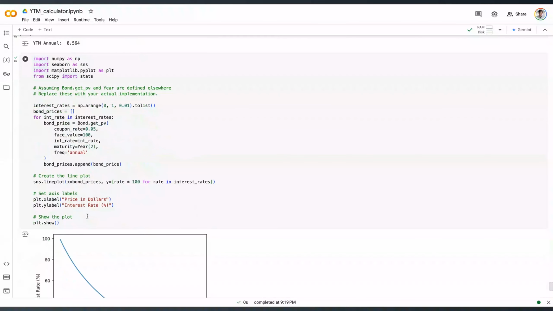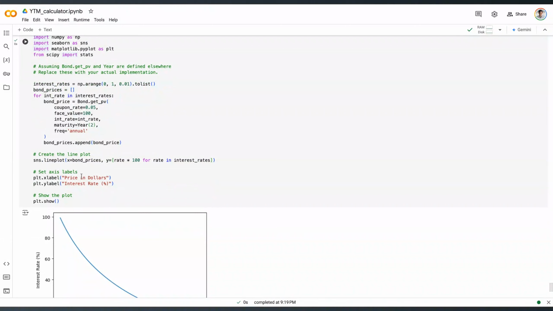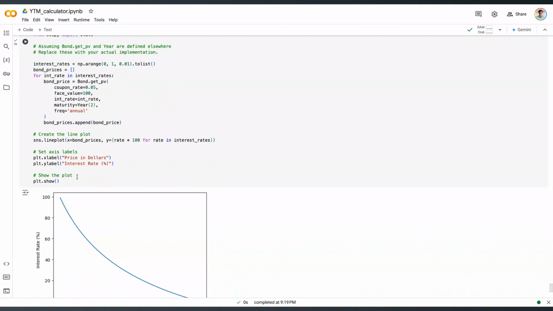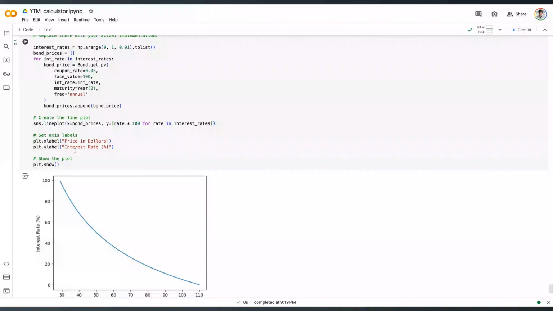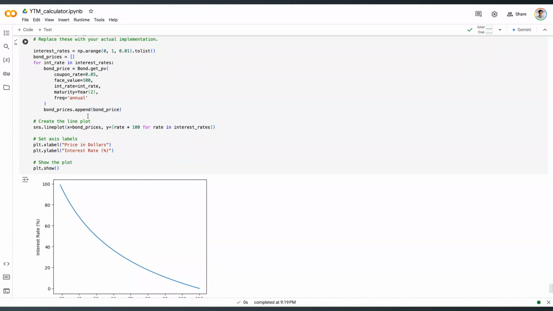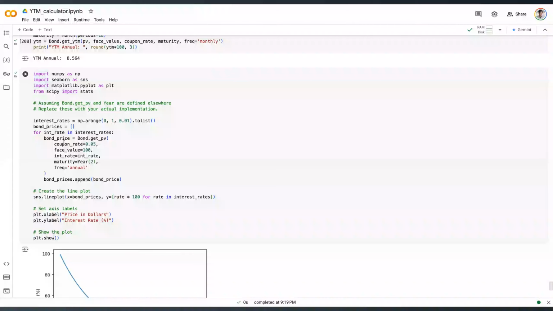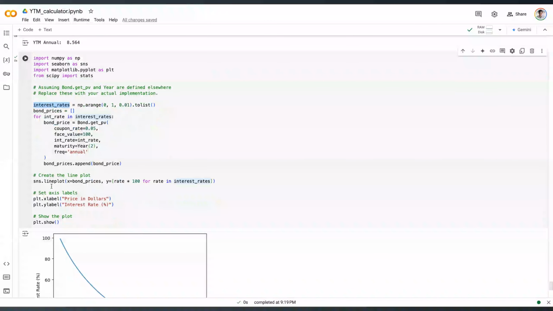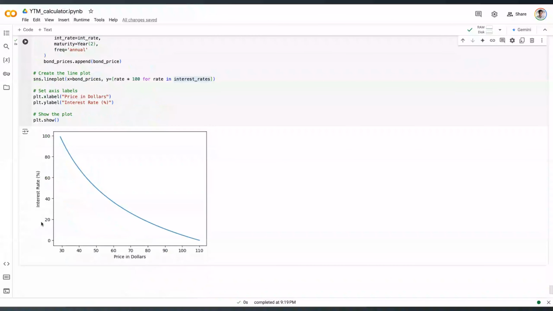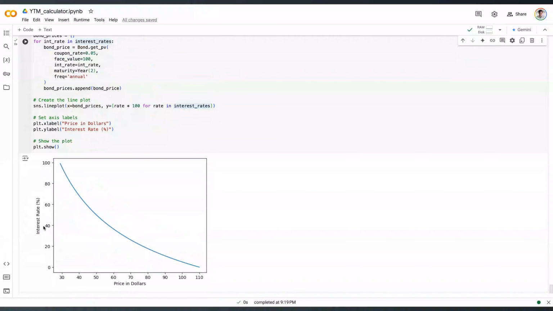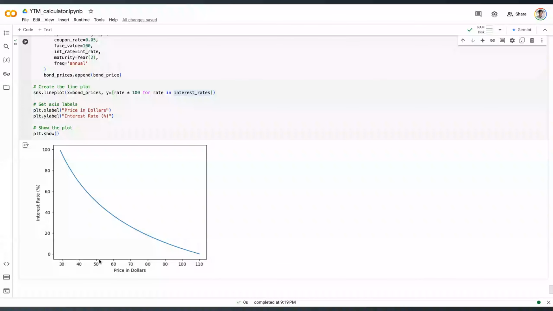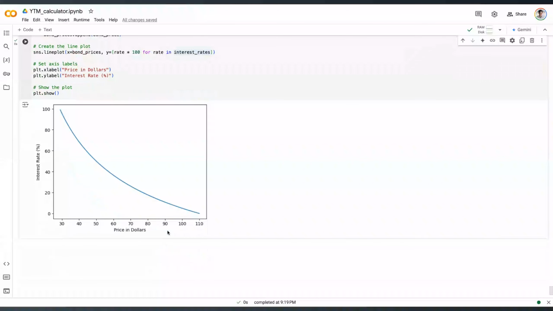One more thing that I wanted to cover is the inverse relationship between bond prices and interest rates. Here we generate bond prices with different interest rates, and you can see that the higher the interest rate, the lower the bond price is. And that will be it for today.